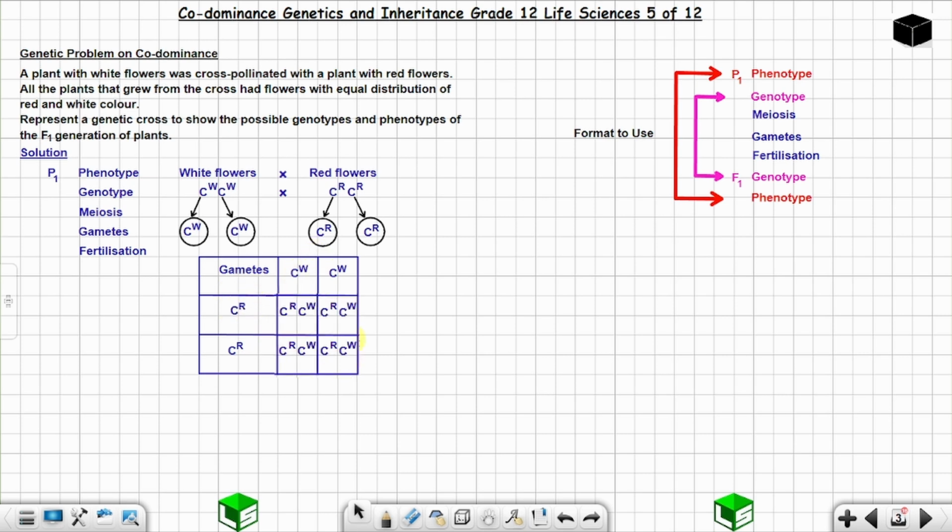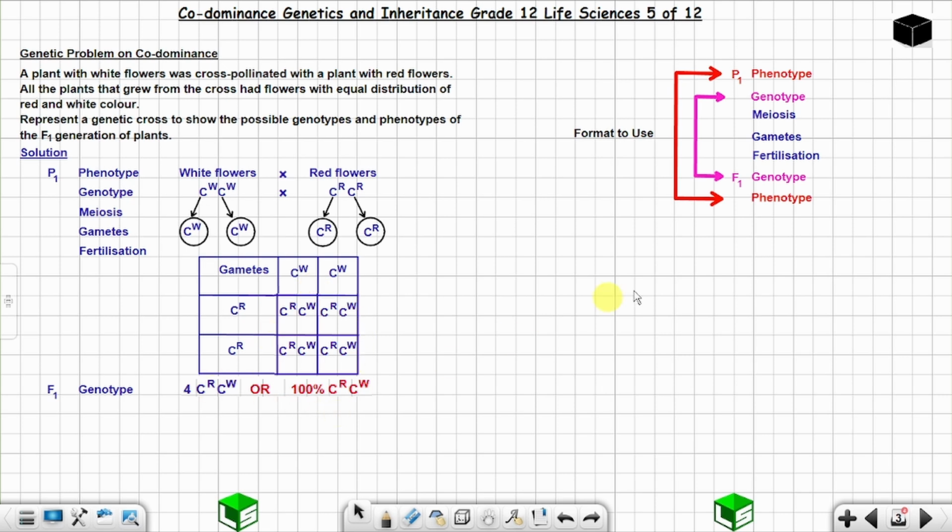In the case of incomplete dominance, this is going to be pink. But remember, we have C for codominance, so both alleles are expressed in the phenotype of the offspring. Now you are going to have the F1 genotype, your genetic makeup. You have 4 of these, or you can say 100% of these, they are the same.